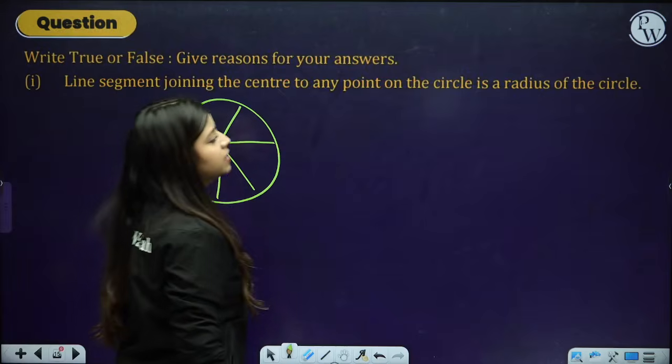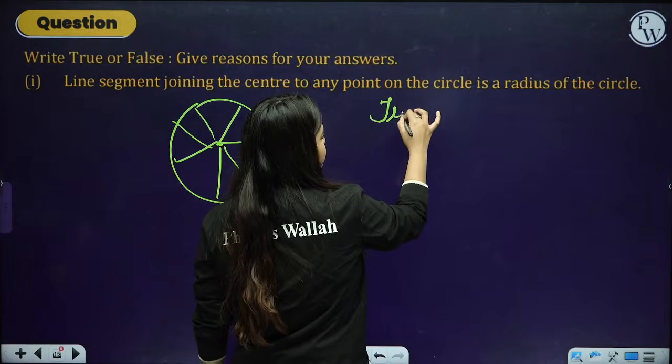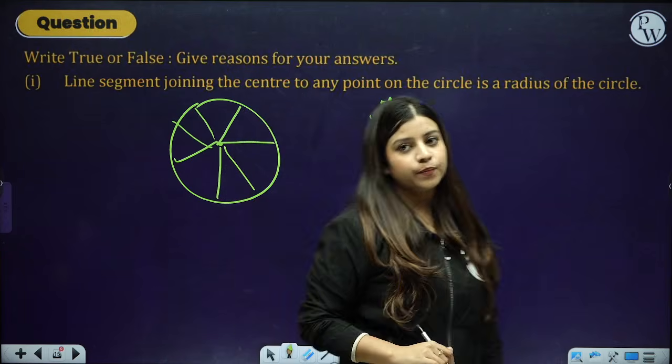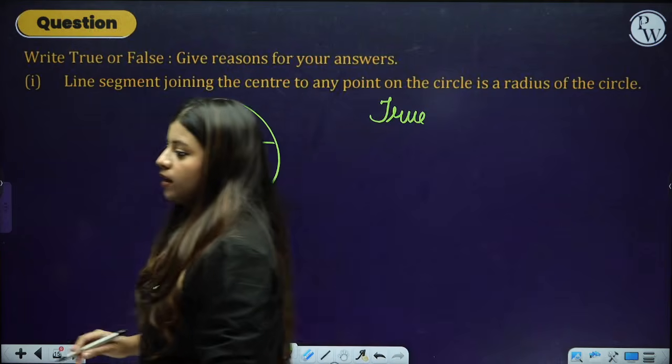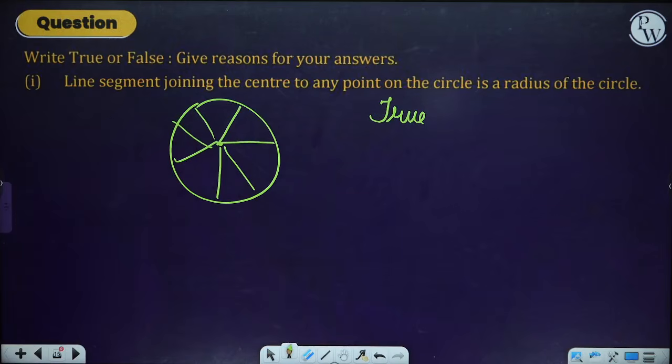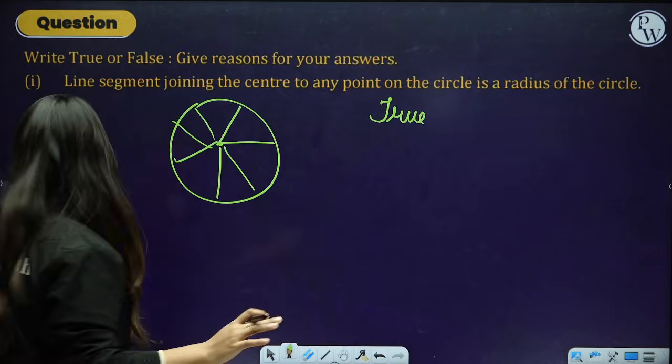The radii of the circle. So this statement is absolutely true. So this statement is what? This statement is a true statement. I hope this is clear to everyone.